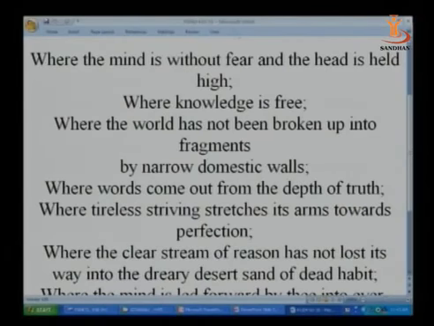"Where the mind is without fear and the head is held high. Where knowledge is free." He is imagining his country would be where a person can live with head held high without fear, where knowledge doesn't come with a price tag. "Where the world is not broken up into fragments by domestic walls."